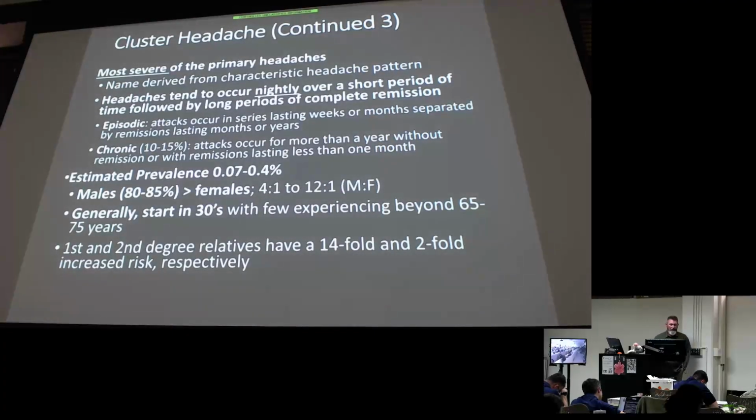Most severe, and it's named because of the headache pattern. So if you think cluster, it comes and goes in a cluster, and then you'll remember it. Usually at night, as I said, episodic, can be chronic 10 to 15% of the time, can last for a year and then go away forever, or it can last multiple years. And there's a prevalence, you don't need to know that.